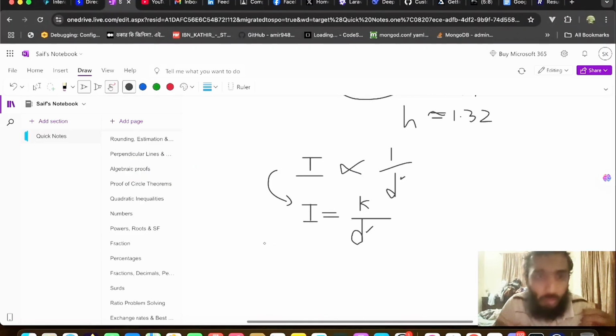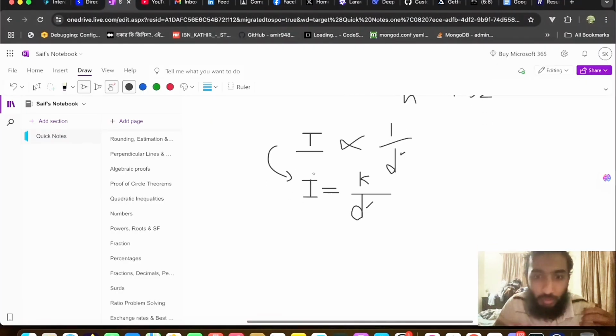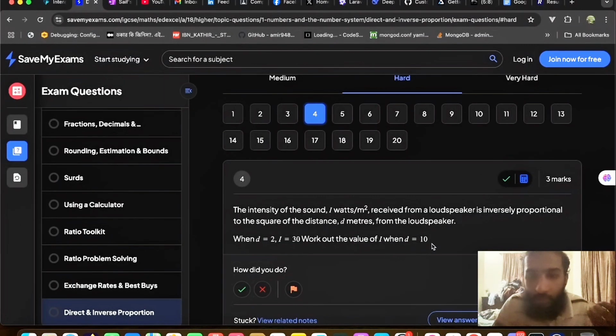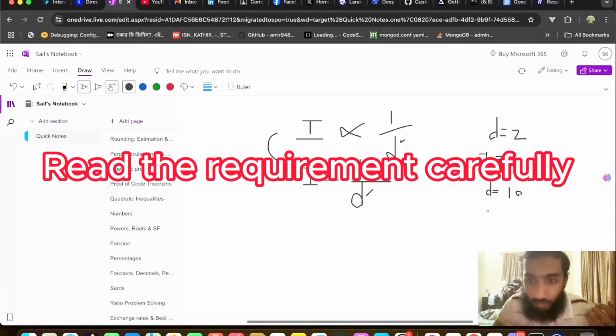Okay, so it says when d is 2, I is 30. So when the distance d is 2, the intensity I is 30 watts per meter square. So what is the value of I when d is 10? You have to figure this out.